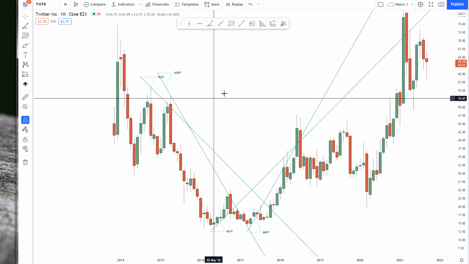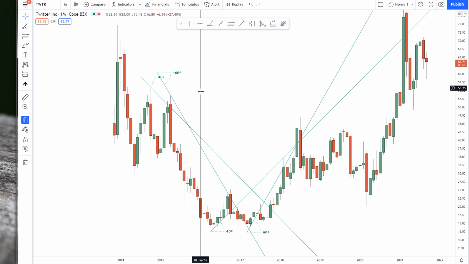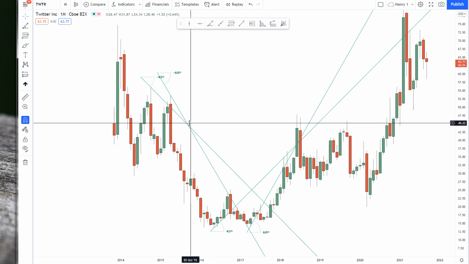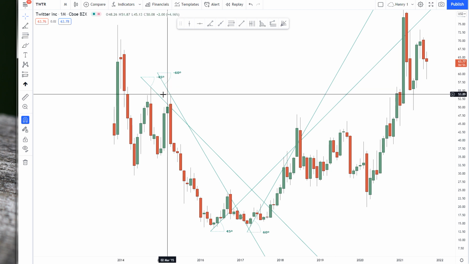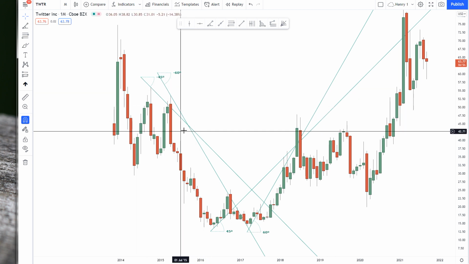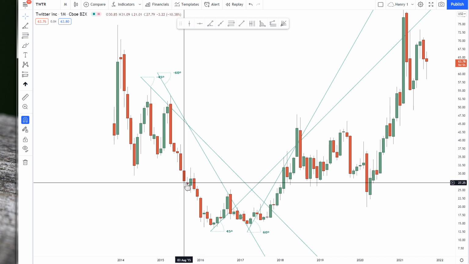And of course, because the 60-degree angle is steeper than the 45-degree angle, it will eventually cross, since they're starting at approximately the same price area. And where they do cross, we see that we get a change in trend here. We have a bottom and then a sideways move for 3 months right there.